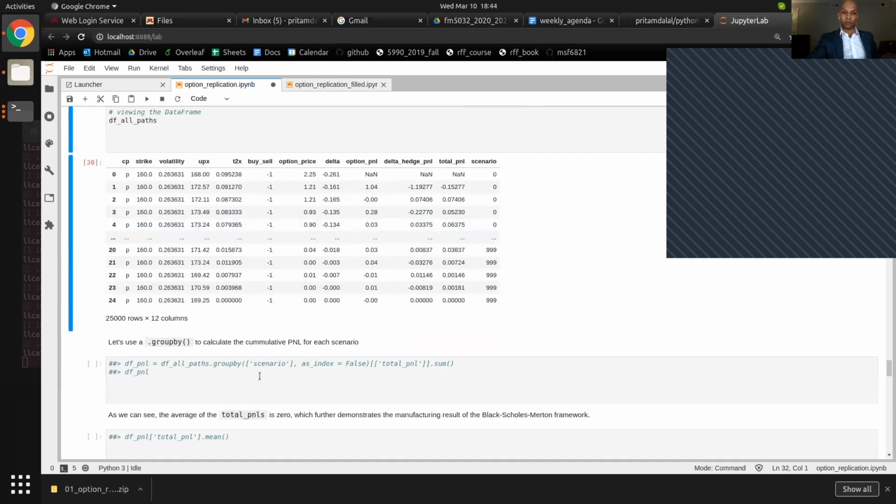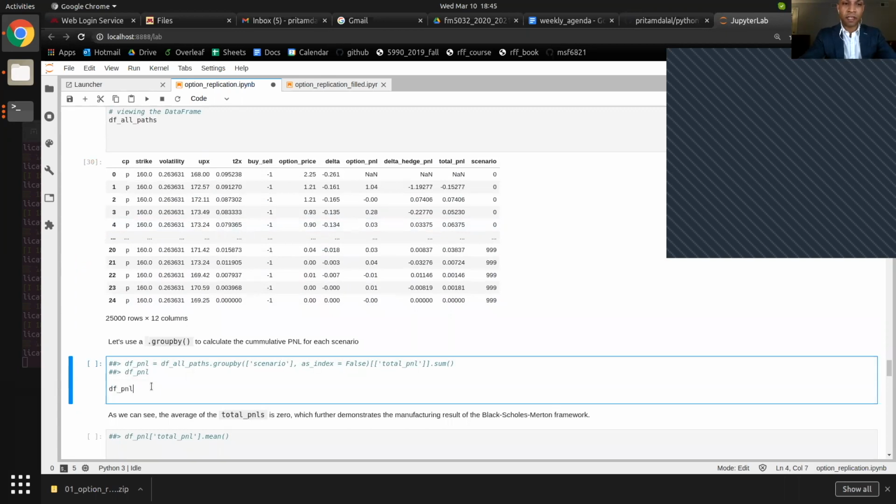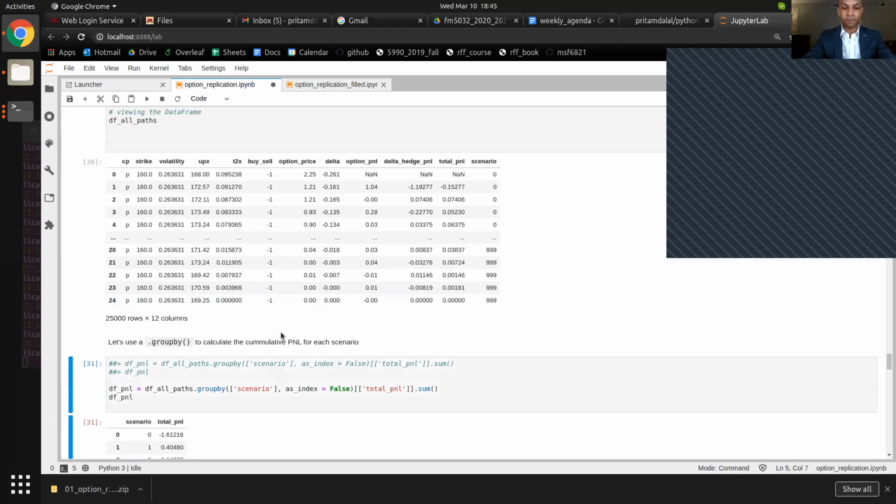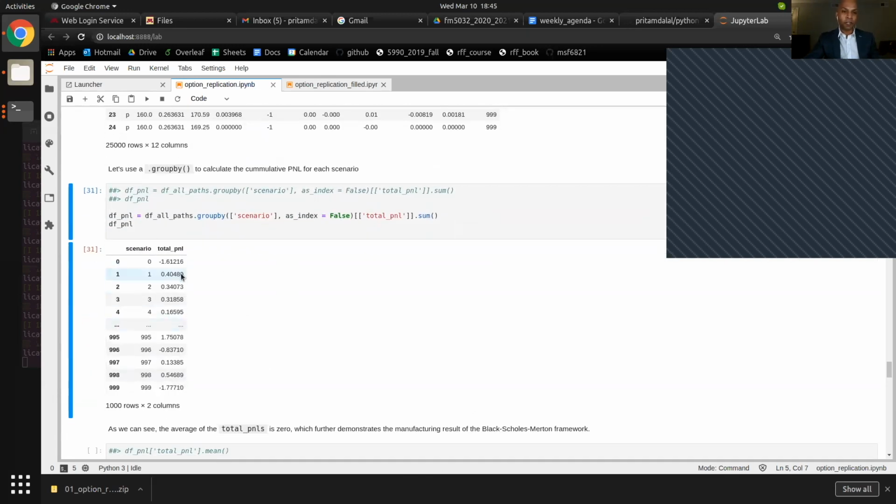So let's actually use a group by statement to calculate the cumulative total P&L for each scenario. So we're going to say df P&L equals df all paths, which is this data frame up here, group by scenario, as index equals false, total P&L, df P&L. Okay, so here are the total P&Ls for each scenario, and here's the negative 161 that we saw from above.